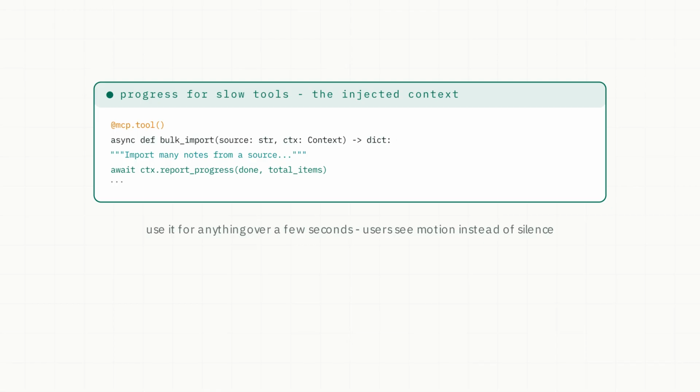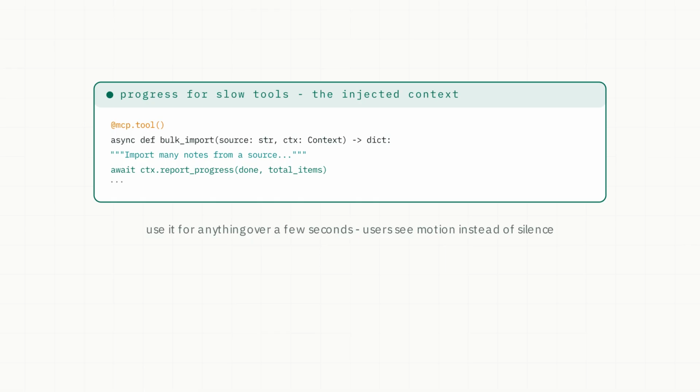The SDK can inject a context object into your tool function. Just add the type parameter, and through it you report progress updates that hosts display while your tool works. Use it for the slow operations, imports, big searches, anything over a few seconds, so users see motion instead of silence. And keep the division from this chapter intact.